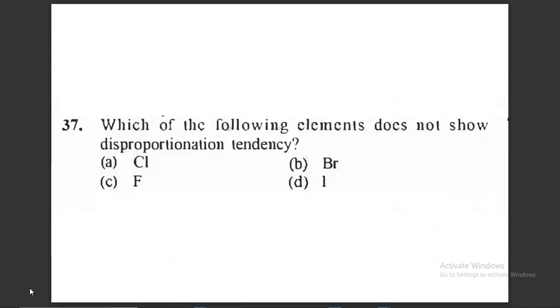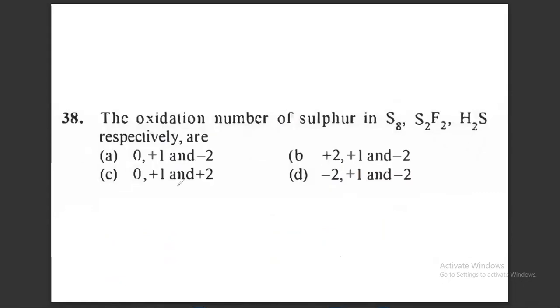Next, question number 37. Which of the following elements does not show disproportionation tendency? It would be fluorine. Good. Question number 38. The oxidation number of sulfur in this molecular form of sulfur S8, disulfur difluoride, hydrogen sulfide respectively are 0, +1, and -2. So it would be option A.